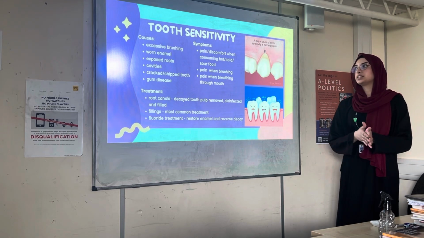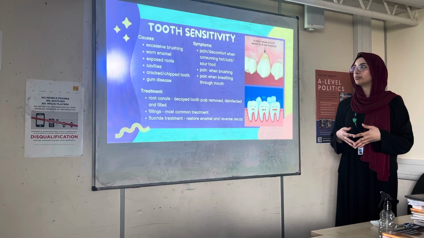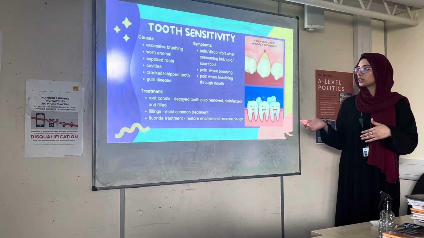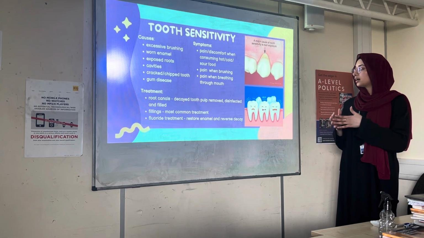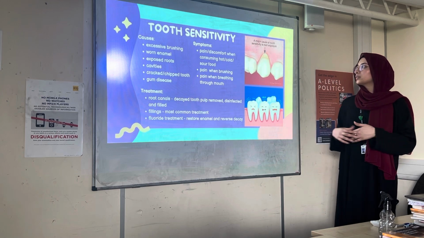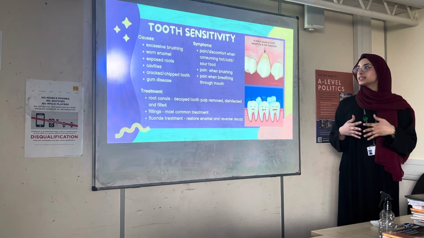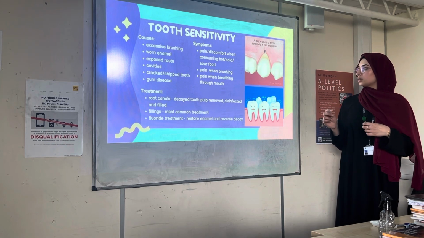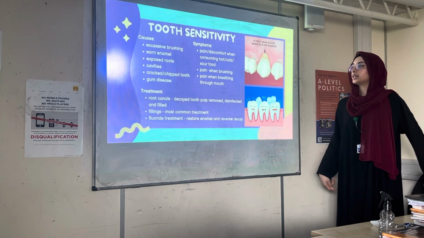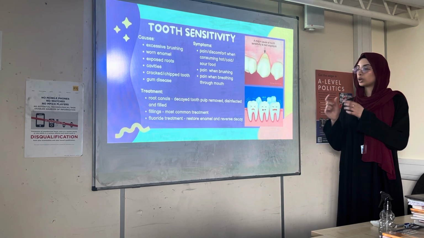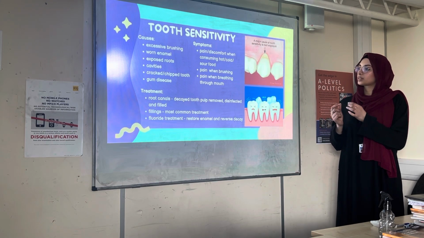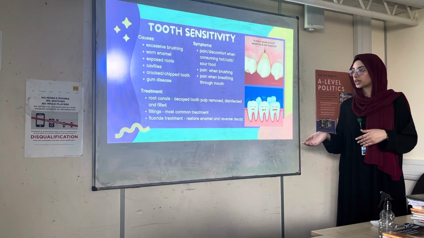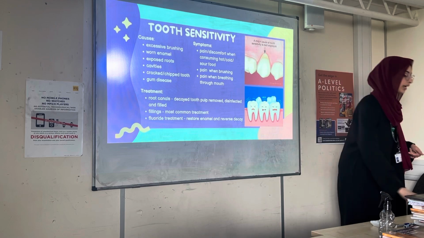The next thing is tooth sensitivity. Tooth sensitivity could indicate a disease, and the main causes of it are excessive brushing, worn enamel, exposed roots, cavities, and obviously gum disease. So your symptoms would be pain or discomfort when eating hot food, pain when brushing, and bleeding in the gums. Treatment for that would be root canals, where the whole tooth would be removed. Fillings are the most common treatment, where you would just fill your teeth, and then a fluoride treatment, which restores the enamel and reverses the decay.